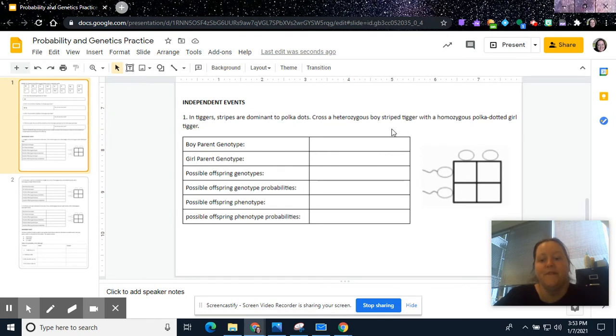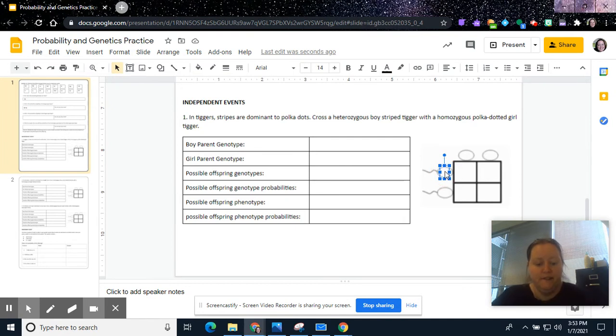Oh, striped tiger, sorry. So the boy is heterozygous, which means that he's going to have a capital letter and a lowercase letter. We do not want to use S, which would probably be the first thing I would think of, because it's hard to see which is capital and which is lowercase. So I'm just going to use T. And so the boy is heterozygous. So you'll have an uppercase T and a lowercase t.